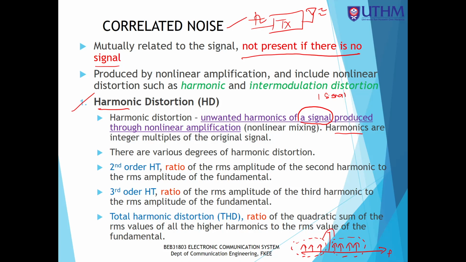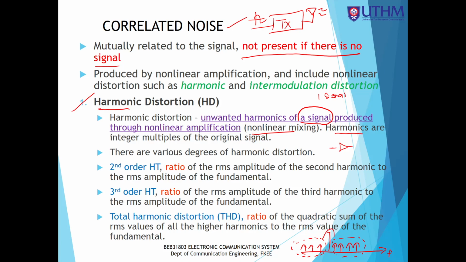It is produced either through non-linear mixing or through the non-linear amplification within the transmitter or receiver, because inside the transmitter there is an amplifier. So these amplify the signal and produce harmonics. There can be many small harmonics, small signals.